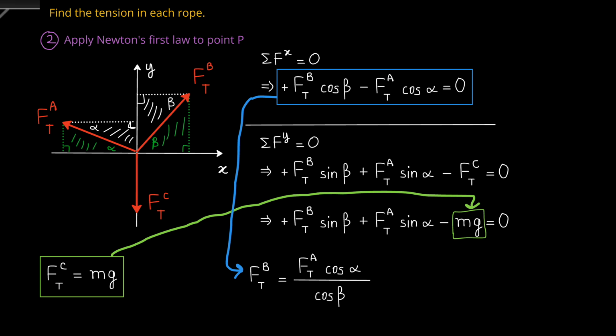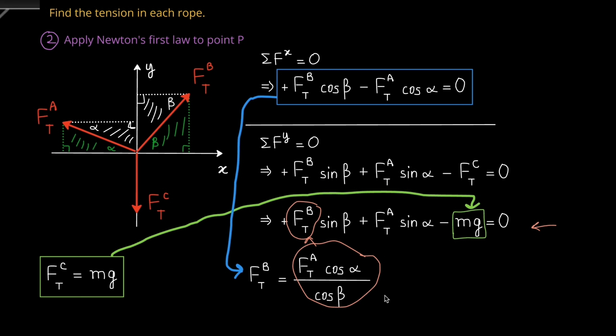We have isolated FTB from the first equation. We are going to substitute this result in the second equation like so. Right here, wherever we have FTB, we are going to put FTA cosine alpha divided by cosine beta. So I'm going to go ahead and rewrite this second equation with FTB replaced with this expression. And that way I will obtain an equation that has only one unknown, and that will be FTA.